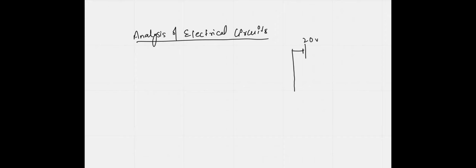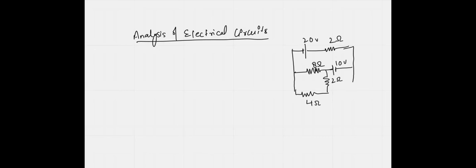20 volt, 2 ohms, 8 ohms, 10 volt, 2 ohms. This thing is, Kirtana, 4 ohm, and the bottom is again 4 ohm. Okay. Are you there, Kirtana? Yes, sir. Okay.